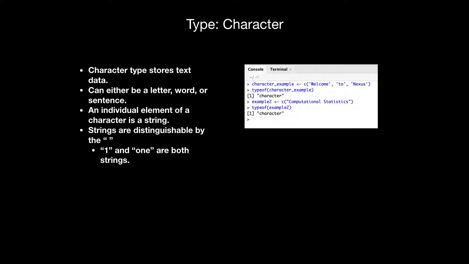Following on is the type character. So here, like I said before, it stores your information as text data. It can either be a letter, a word, or a sentence. And an individual element of a character is called a string. So you may hear me refer to characters as string values. That's just very easy to remember instead of just thinking of characters. So strings are distinguishable by the quotation marks. Like I said before, you can put whatever you want within the quotation marks. It's not going to matter if it's a double, an integer, a complex. It's only going to be stored as a string.